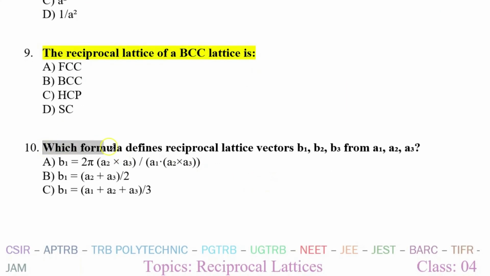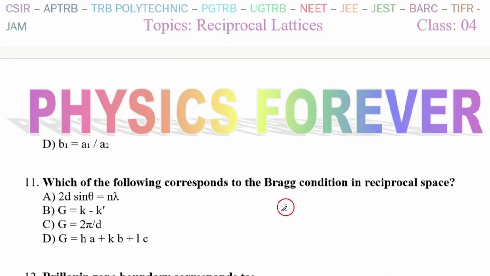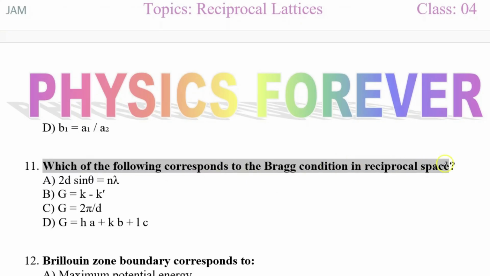Okay, so question number 10, which formula defines the reciprocal lattice vectors b1, b2, b3 from a1, a2, a3? So then which of the following corresponds to Bragg's condition in the reciprocal lattice? So if I upload 20 questions, maybe mostly there will be about 5 easy ones, some medium, and we have to choose hard ones. So it will be a mix. So definitely these 20 questions may be possible to come, but apart from that we have to make practice.